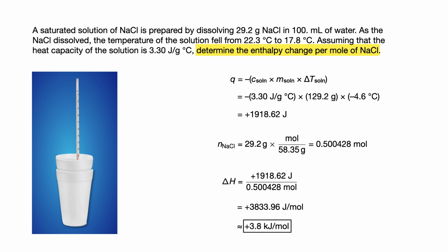And I'm including the positive sign just to emphasize that the enthalpy of the sodium chloride is increasing during the dissolution process. So heat is flowing out of the solution and into the NaCl. The NaCl is gaining enthalpy. This is an endothermic process. Enthalpy is increasing. Heat is flowing into the chemical system of NaCl.